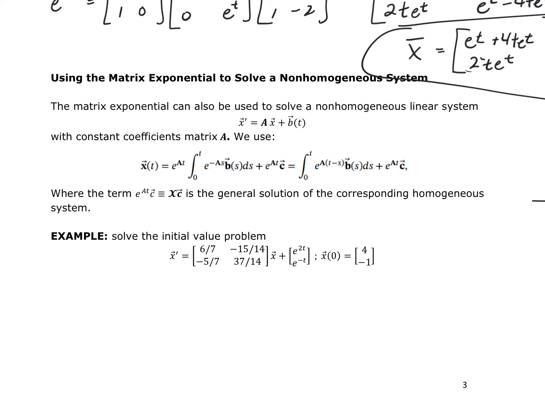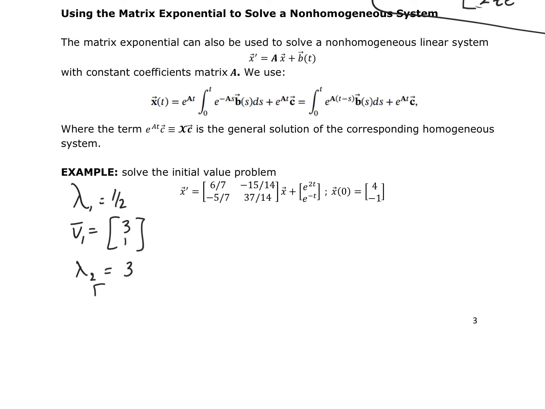So as before, I need to find my lambdas. I'm going to end up with a lambda sub 1, which is going to give me 1/2, and the eigenvector associated to that is 3 and 1. I'm going to call that v1. Lambda sub 2, I ended up getting 3, and the eigenvector associated to that was -1 and 2.